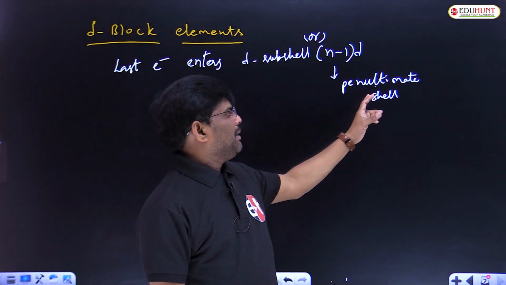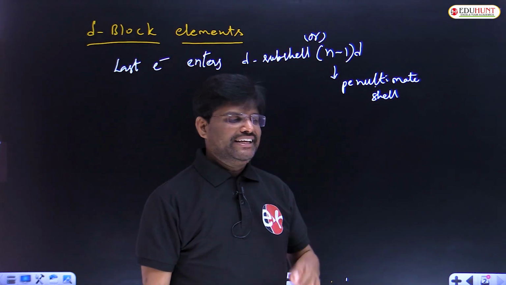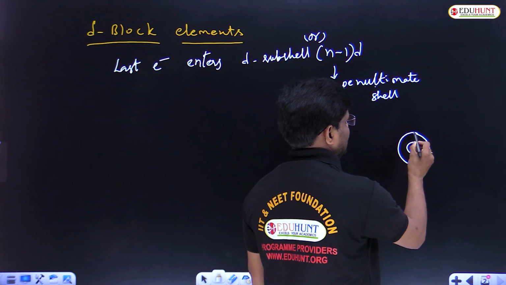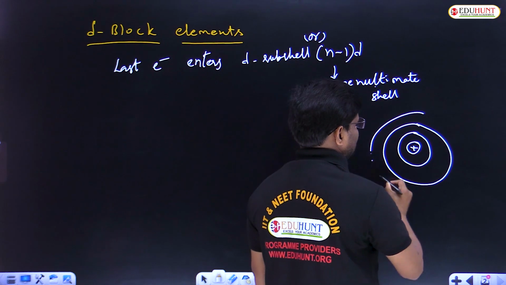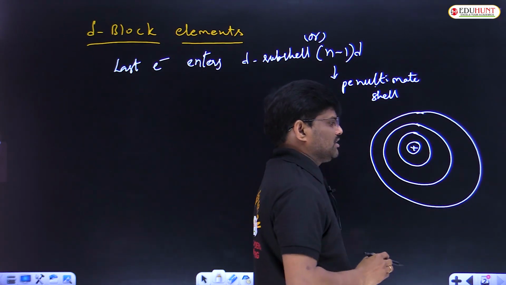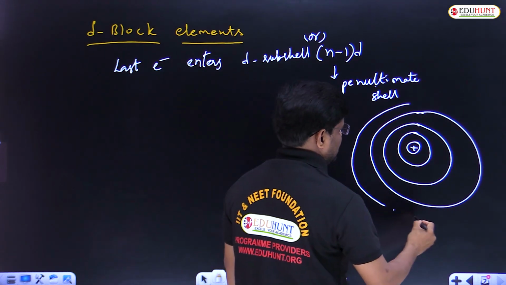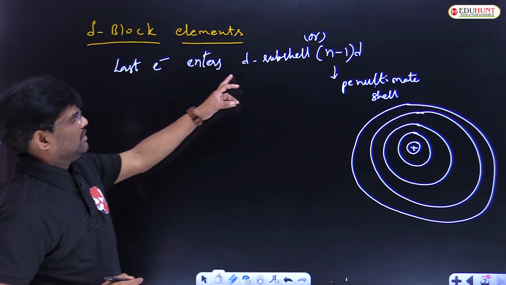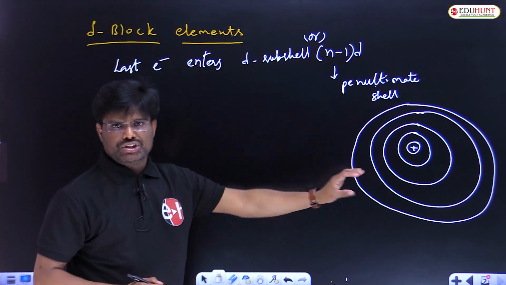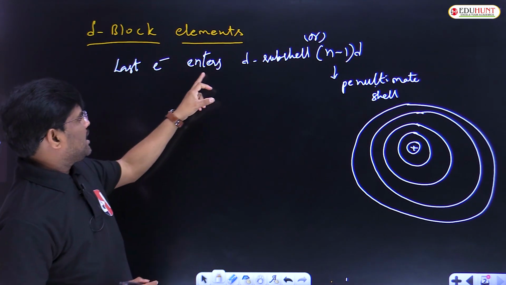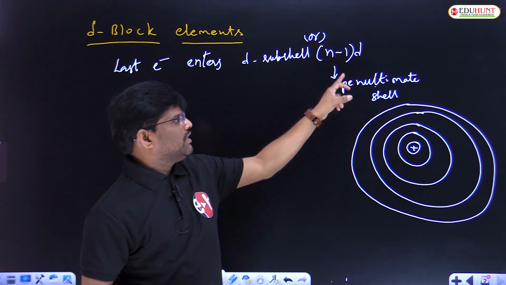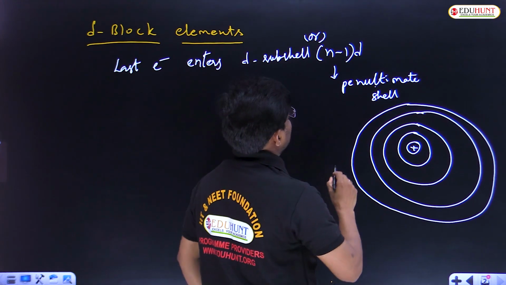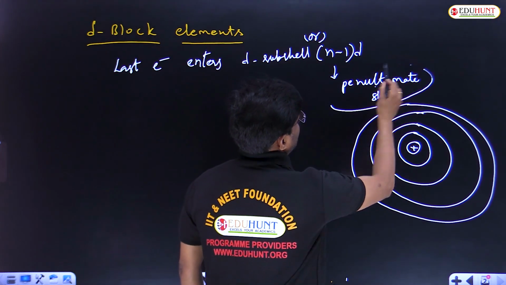So penultimate shell starts from 3D. See, if I take first shell, second shell, third shell, and fourth shell, these are the 4 shells. Last electron enters into the D subshell, that is the (n minus 1) D subshell. That is the penultimate shell.